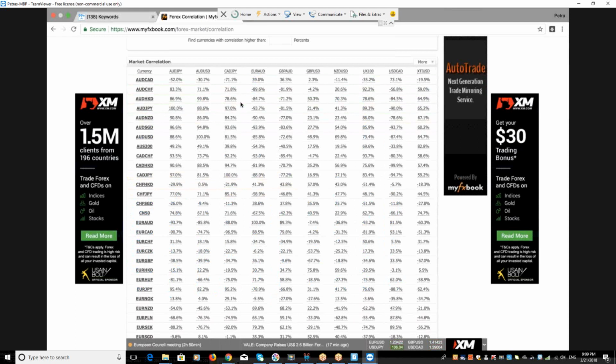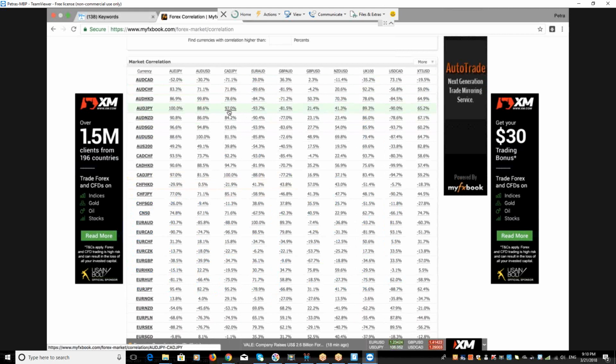So we've got the Aussie Jappy, AUD Jappy, right? And we've got the CAD. See, that's 97%. Wow, it's almost like taking the same trade. So Aussie Jappy and CAD Jappy.